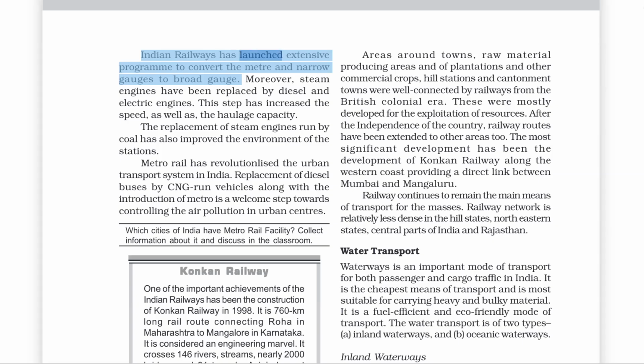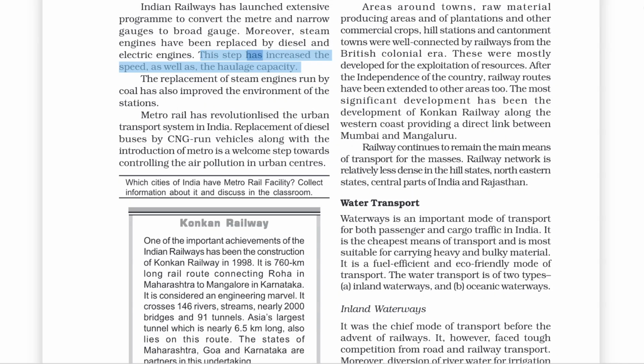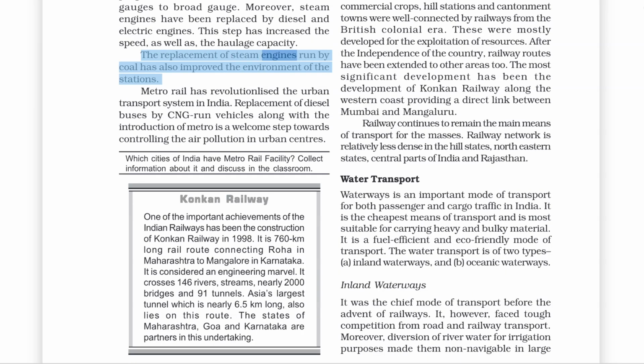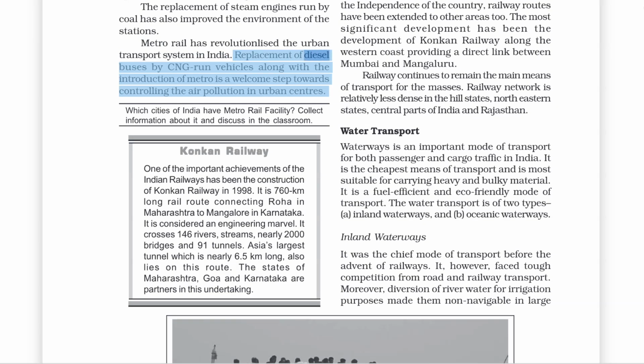Indian Railways has launched an extensive program to convert the meter and narrow gauges to broad gauge. Moreover, steam engines have been replaced by diesel and electric engines. This step has increased the speed as well as the haulage capacity. The replacement of steam engines run by coal has also improved the environment of the stations. Metro rail has revolutionized the urban transport system in India. Replacement of diesel buses by CNG-run vehicles along with the introduction of metro is a welcome step towards controlling the air pollution in urban centers.